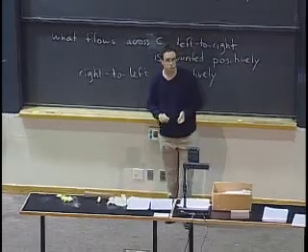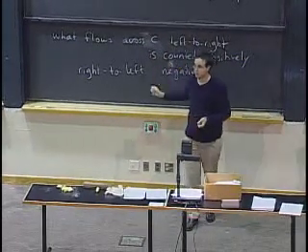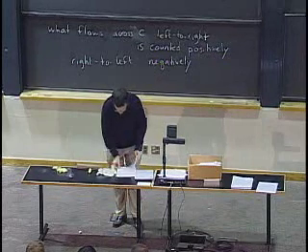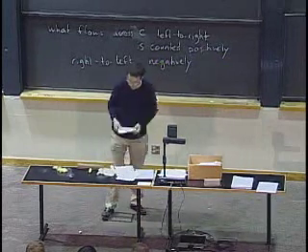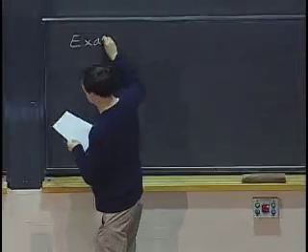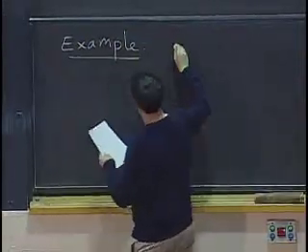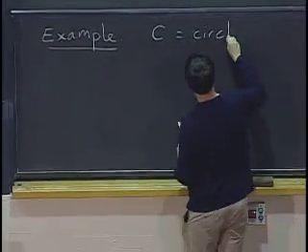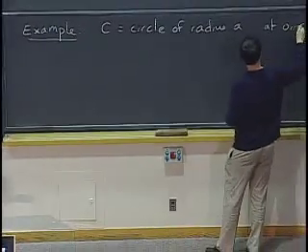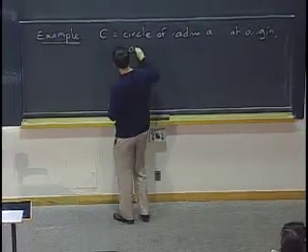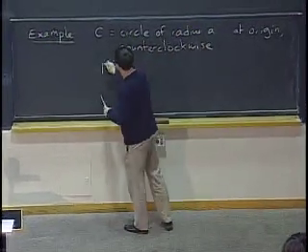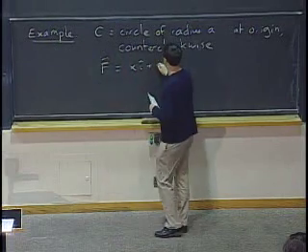Okay. So if there are no other questions, then we'll need to figure out how to compute this and how to actually do this line integral. So, let's start with a couple of easy examples. Let's say that C is a circle of radius a centered at the origin, going counterclockwise. And let's say that our vector field is x i plus y j.